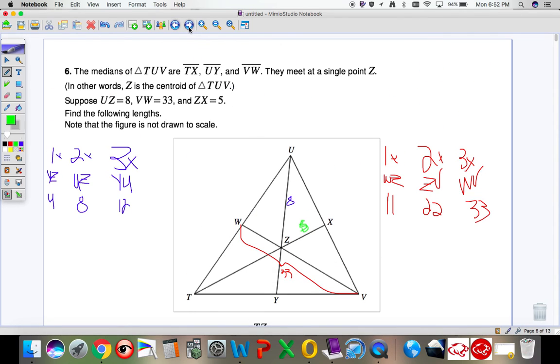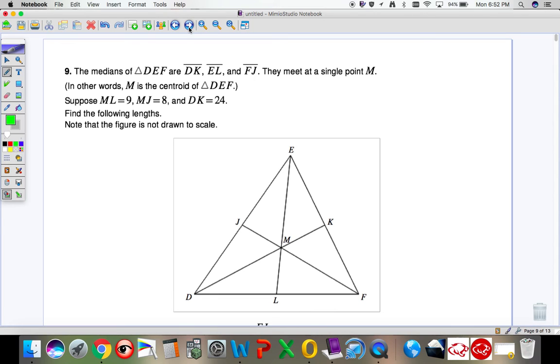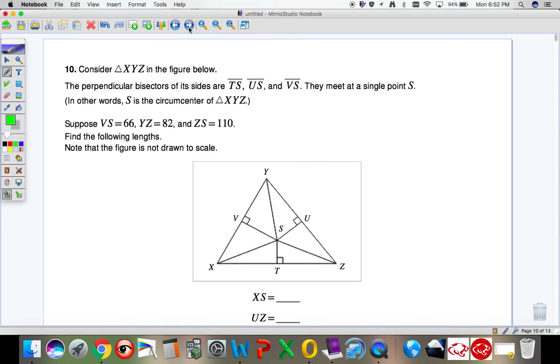If you look at the rest of your homework, there's another angle bisector we already did. There's another median we've already done, another median we've already done, and your perpendicular bisectors we've already done. So all these other problems are just like what we did. If you look at those three, look at what we were talking about, use this as an example, and watch this video more than once. Hopefully that helps you with your homework.